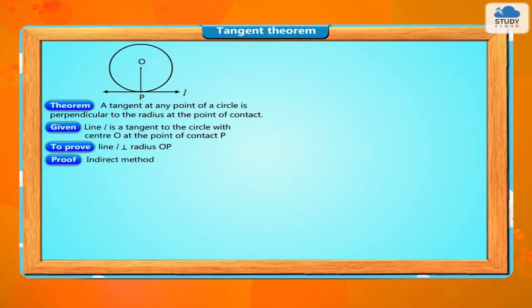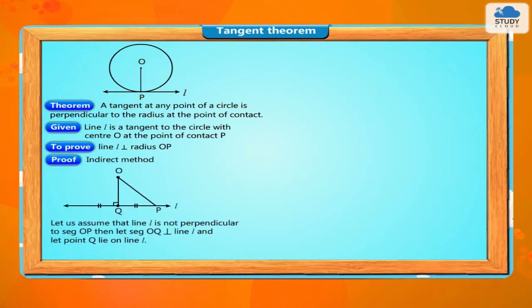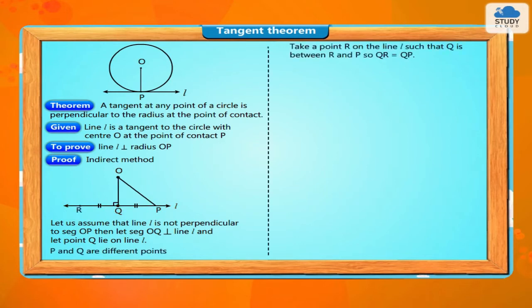Proof. Indirect method. Let us assume that line L is not perpendicular to the segment OP, then let segment OQ be perpendicular to line L and let point Q lie on line L. P and Q are different points. Take a point R on the line L such that Q is between R and P, so QR is equal to QP. Draw segment OR.